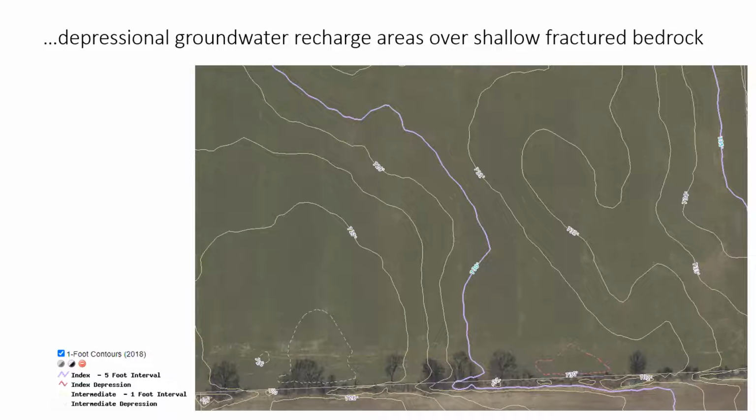And the underlying soil that we have here is a Longrie loam, a well-drained loam soil underlain by dolomite bedrock at about 20 to 40 inches. So this would be an example of a depressional groundwater recharge area over shallow fractured bedrock.